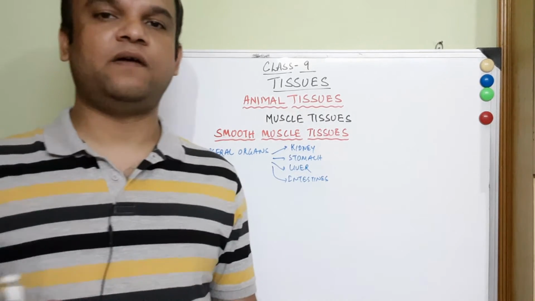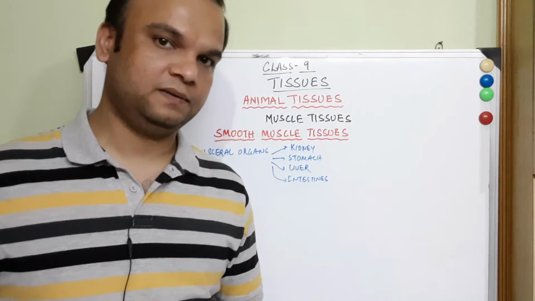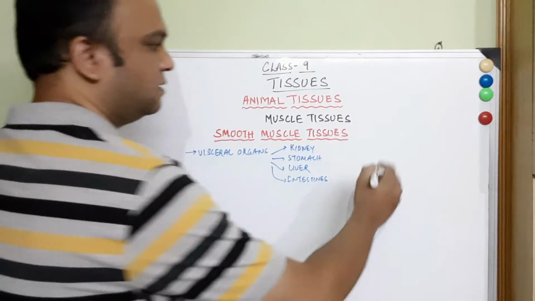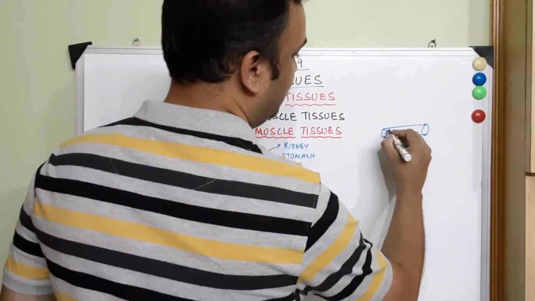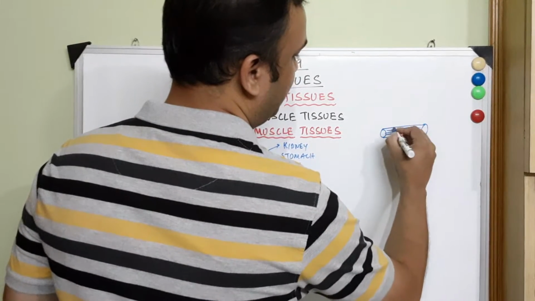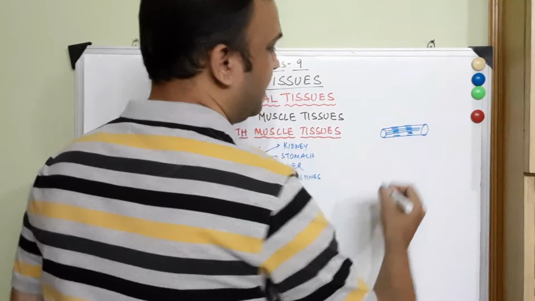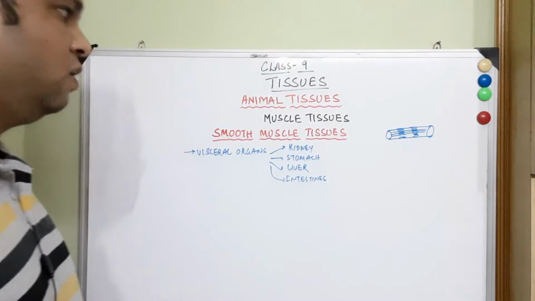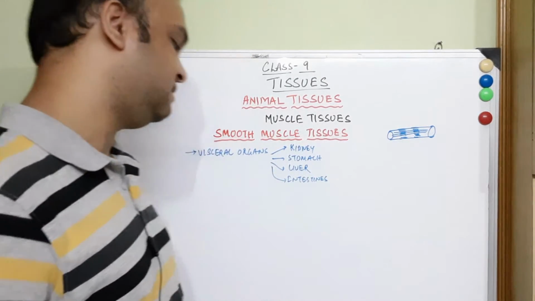The next thing that we have to understand is about its structure. So how do they look? Unlike the striated muscles which we have seen, which were unbranched, cylindrical, and also had striations over themselves like A bands and I bands, smooth muscle fibers are different. So how do they look? Let us see them.